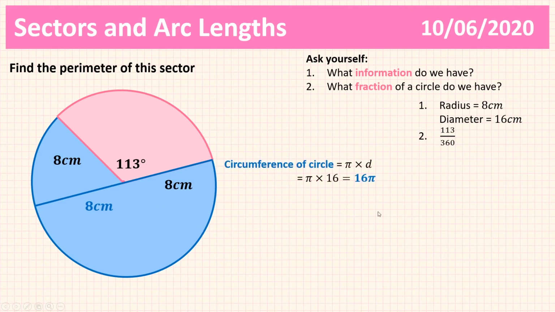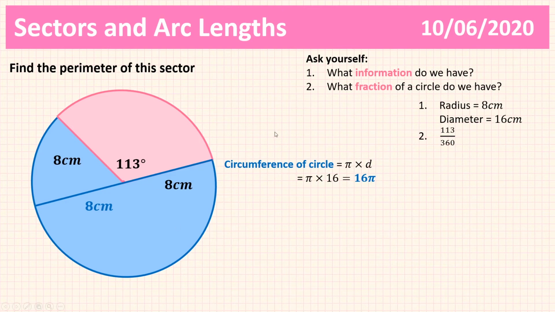So the circumference of the circle is pi times diameter, which means the circumference of the circle in blue would be 16 pi. Once again, I'm not simplifying it because I don't want to know the circumference of the circle. I want to know the perimeter of the sector. So I don't need to simplify yet. I'm going to simplify right at the end.